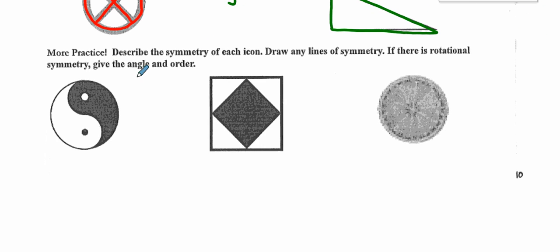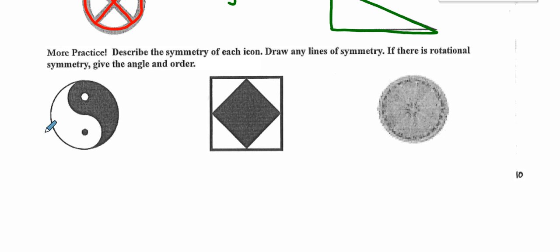So here we can go ahead and do some more practice if you'd like. Describe the symmetry of each icon. Draw the lines of symmetry. If there's rotational symmetry, give the angle and order. So we can do both the reflectional symmetry and the rotational symmetry.